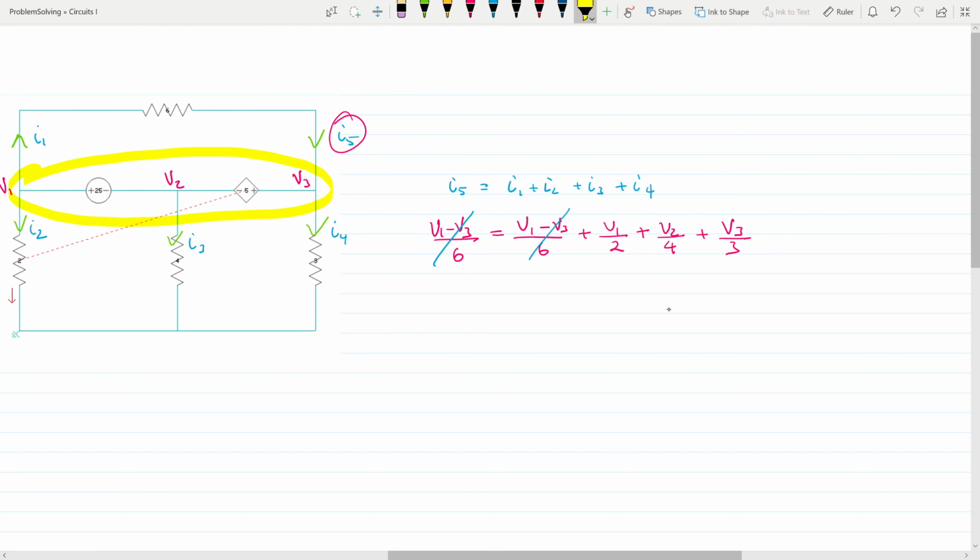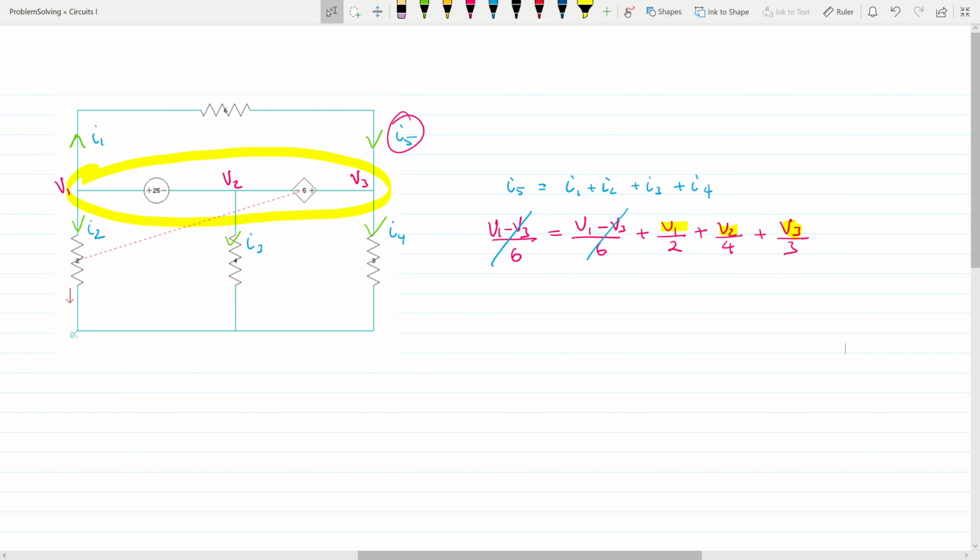Let's check how many unknowns we have. 1, 2, 3. So we have one equation, 3 unknowns, so we need 2 more equations. And we're going to get those 2 extra equations from these individual voltage sources that make up the supernode. So we'll do this guy first, this 25 volt source. What it's saying is that if you start from V2, as you move toward V1, you're going to experience a voltage gain of 25. So let's write that out as an expression. V1 is going to be equal to V2 plus 25.